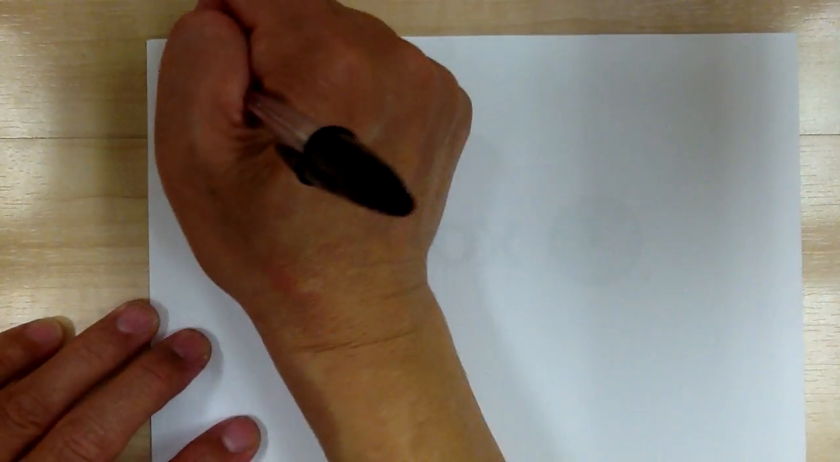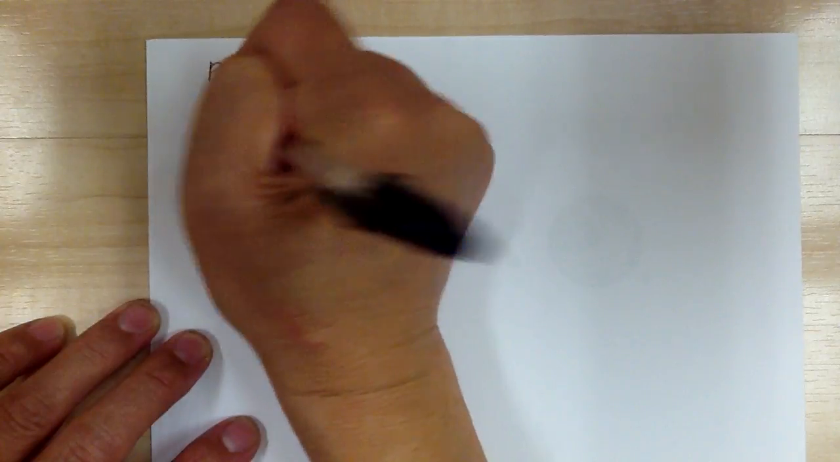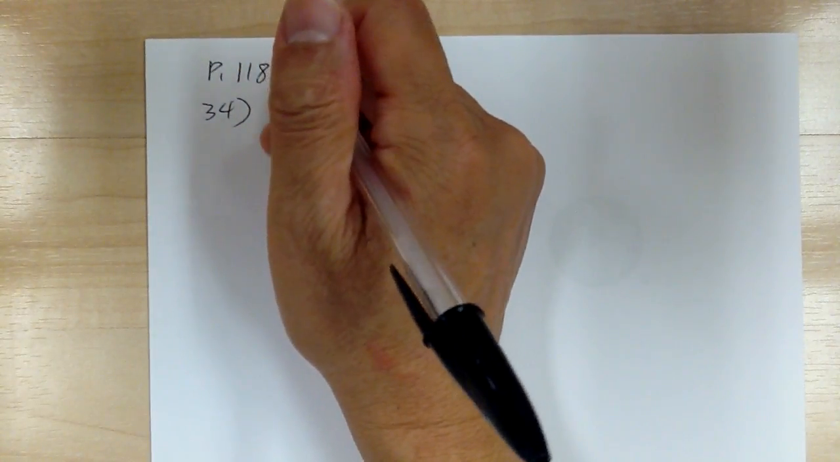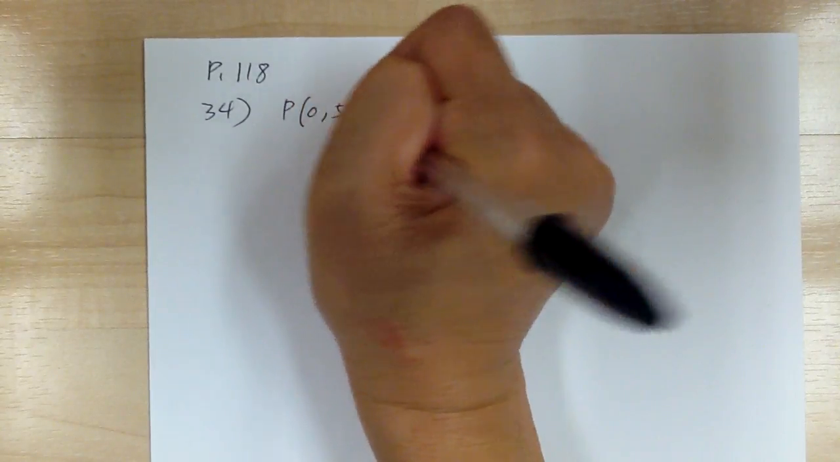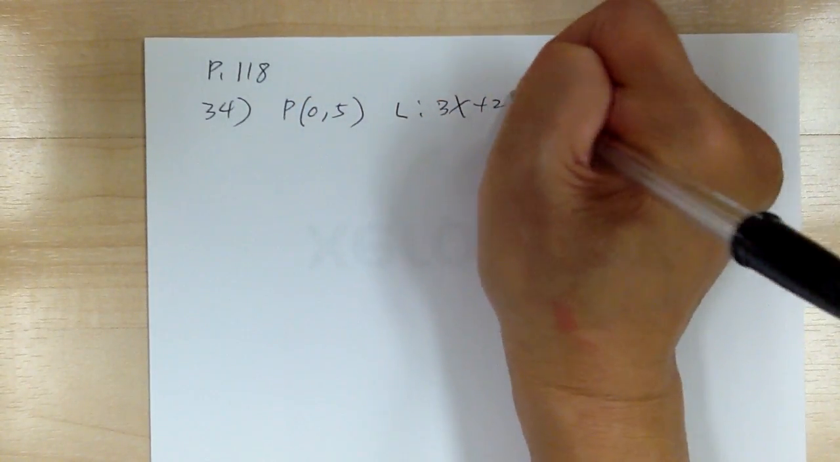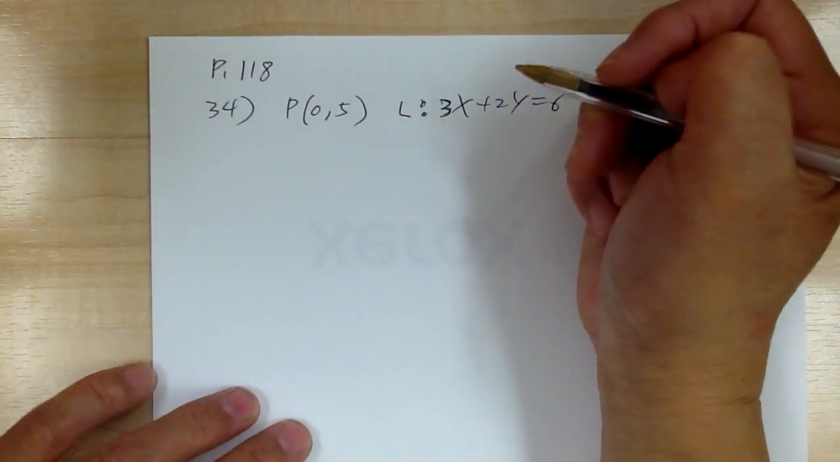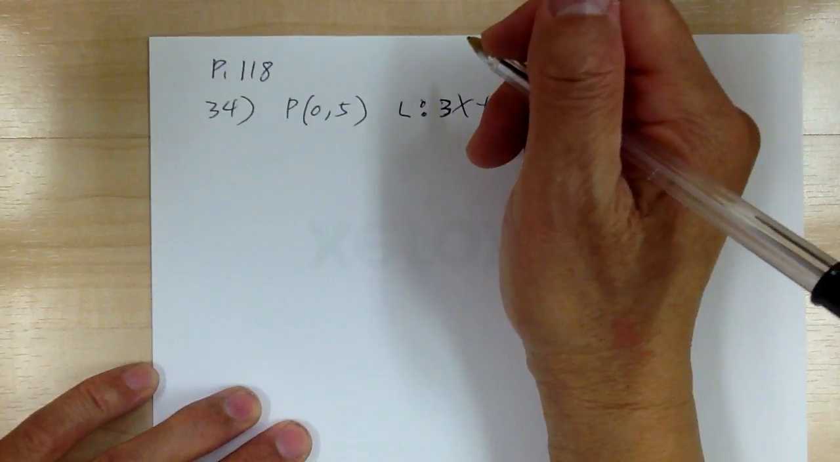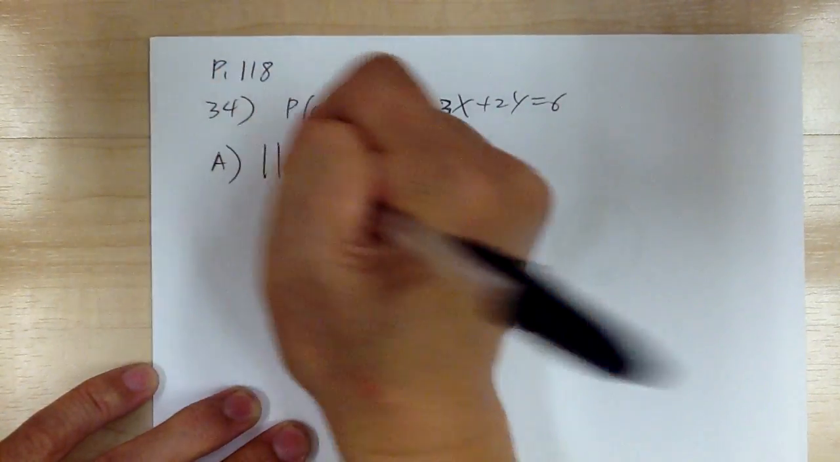Okay, let's go to number 34. Okay, number 34, you have a point at 0, 5, and you have a line at 3x plus 2y equals 6. Okay. So you have two parts. First, you're looking for parallel. So part A, you're looking for parallel.